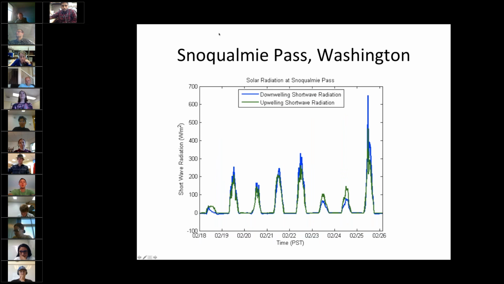All right. Okay. So now this is moving to Snoqualmie Pass, Washington, near my house. What you see here is the blue is downwelling shortwave radiation, and the green is upwelling shortwave radiation. What's wrong with this picture? Is that showing more is being reflected than is coming in some days? Yep. Why do you think that is?